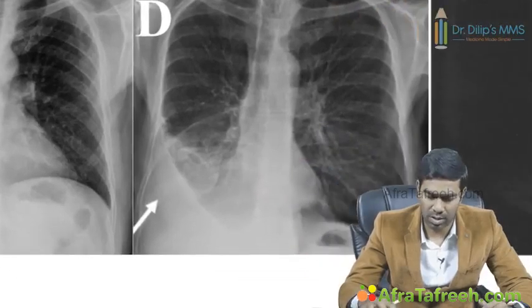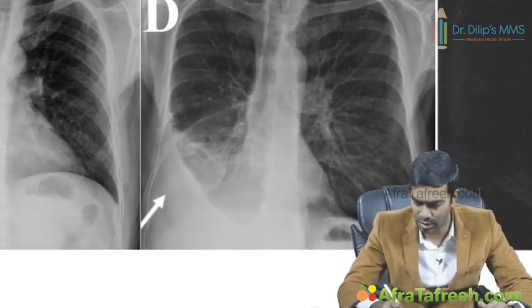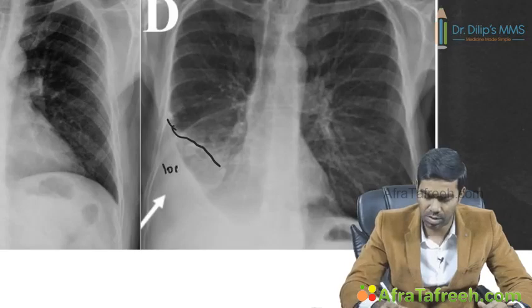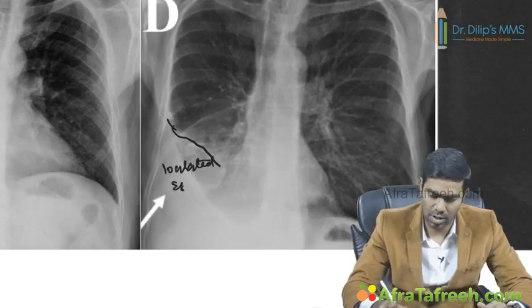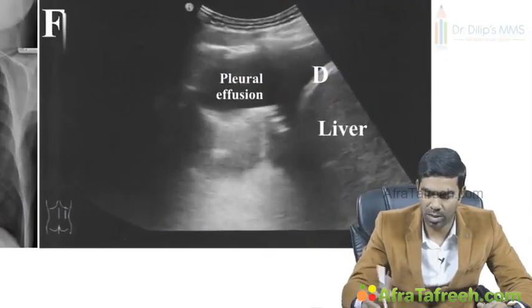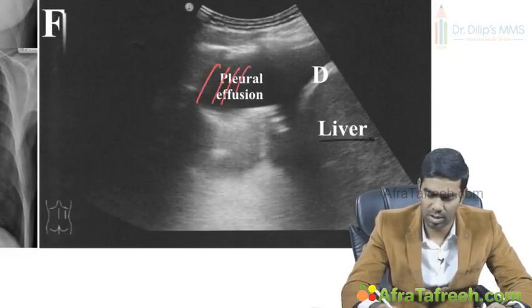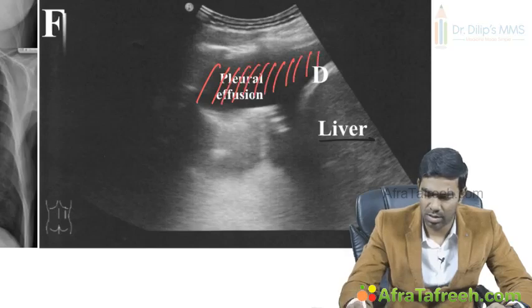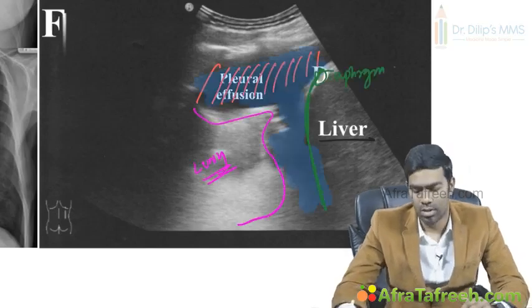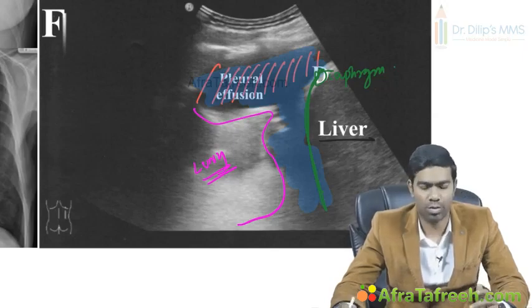Anyways, this is another example of a very loculated effusion. And this is how you pick it up in ultrasound. In ultrasound you can see this is the diaphragm and this is the liver, and you can see the pleural effusion in this area. Clear? And this is the lung on the top. So this is how you typically diagnose pleural effusions.